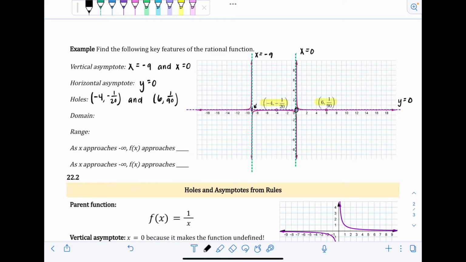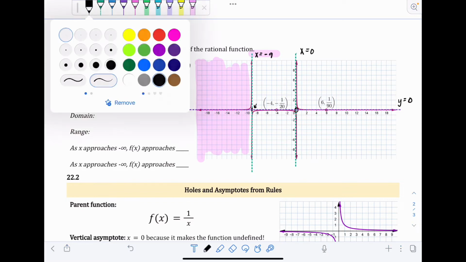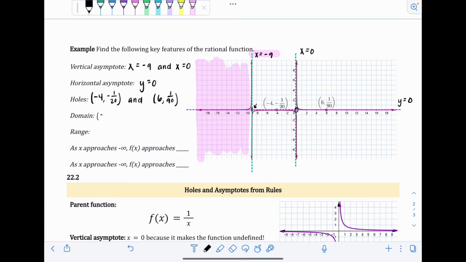Okay, so for the domain, we're just going to start on the far left side and go piece by piece. On the far left, we have this whole section, no holes over there, and then we get to the first asymptote. And that first asymptote is x equals -9. So the whole left side until we get to x equals -9, that would be from negative infinity to -9. And then we'll do the union symbol.